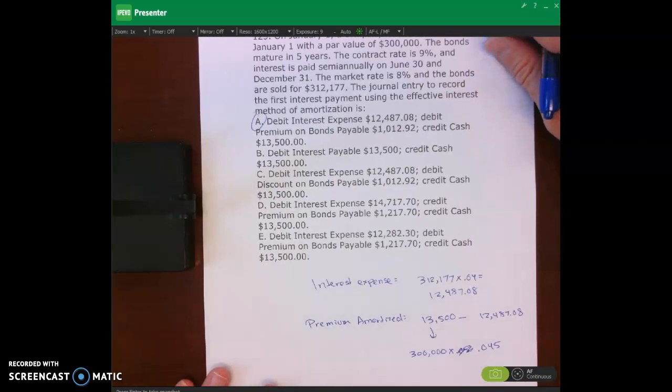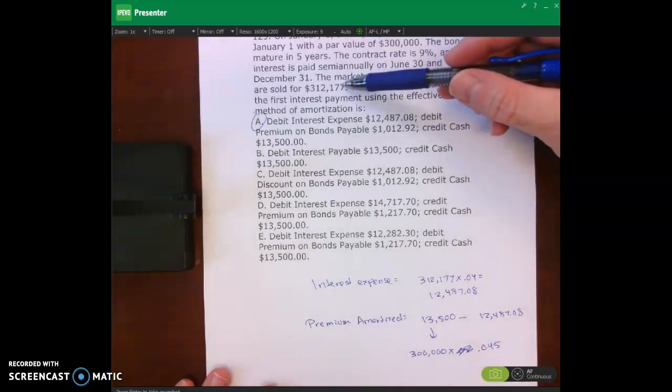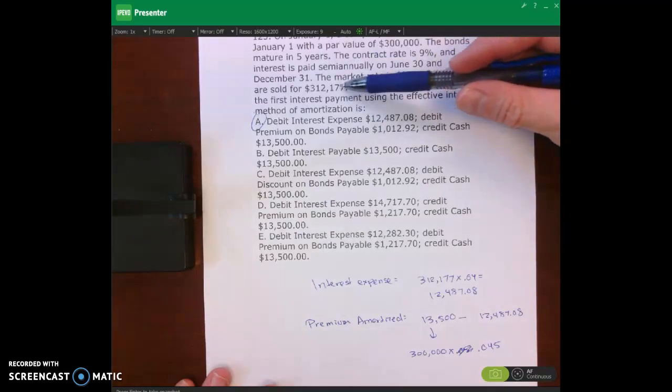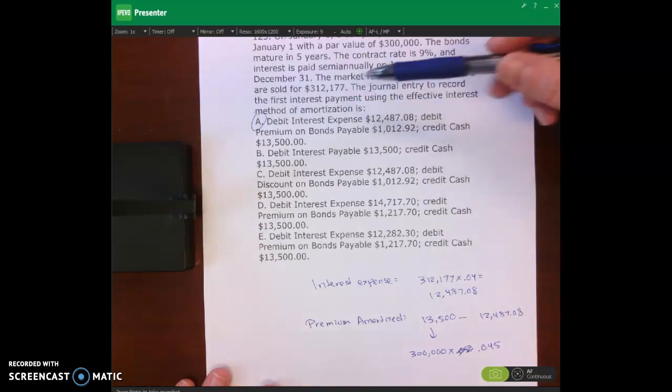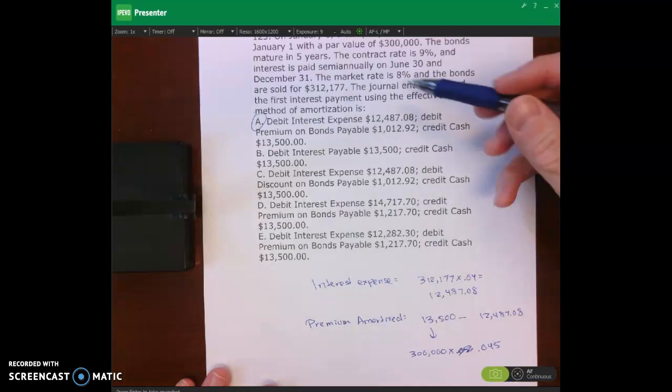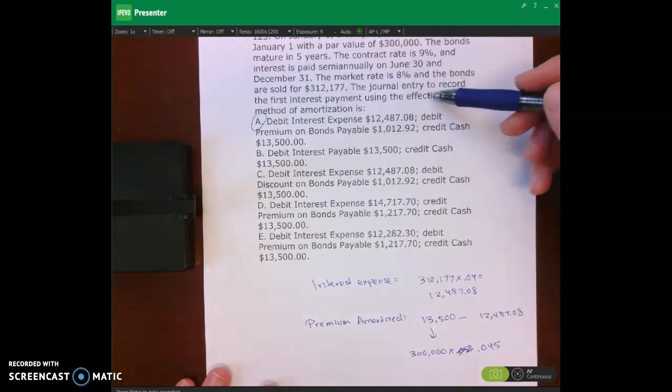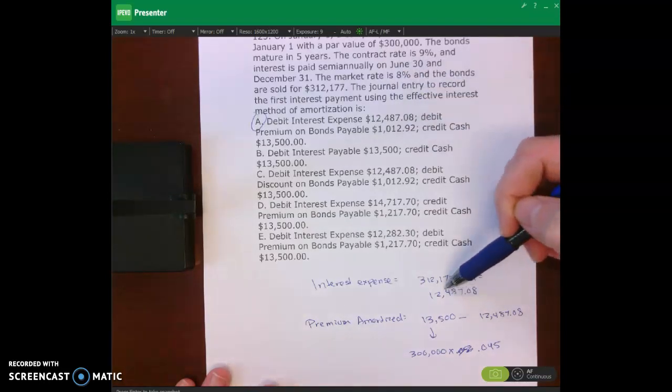So we have to first calculate our interest expense, and the way that we do that is we multiply the carrying value. Well, the carrying value for the first payment is going to be equal to what we sold it for. So this is the initial carrying value. And we multiply that times the market rate of interest. Remember, the market rate is 8%, but it's semi-annual, so it's 4%. This gives us the interest expense.